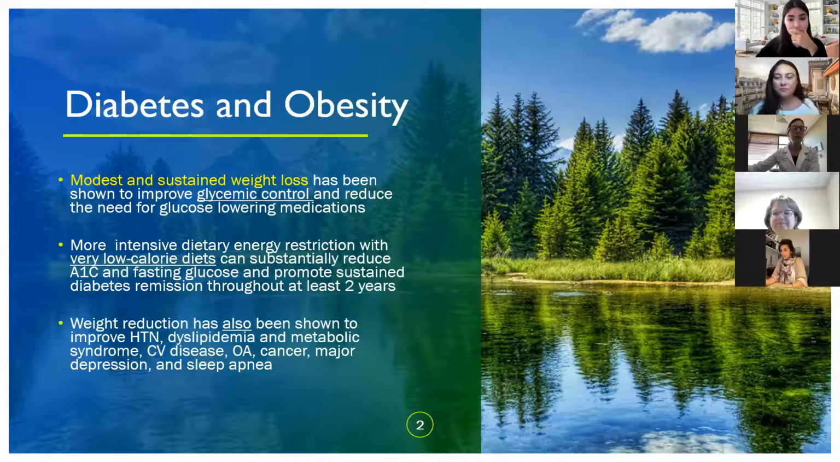So we know with obesity and weight loss, if you have a modest amount of weight loss and you sustain that, you can improve your glycemic control and you can reduce your need for glucose lowering medications. Even if you're using more intensive dietary energy restrictions with very low calorie diets, this can substantially reduce your A1C and your fasting sugars and promote a sustained diabetes remission throughout at least 2 years. And we also know just losing weight will improve other comorbidities. Next slide.